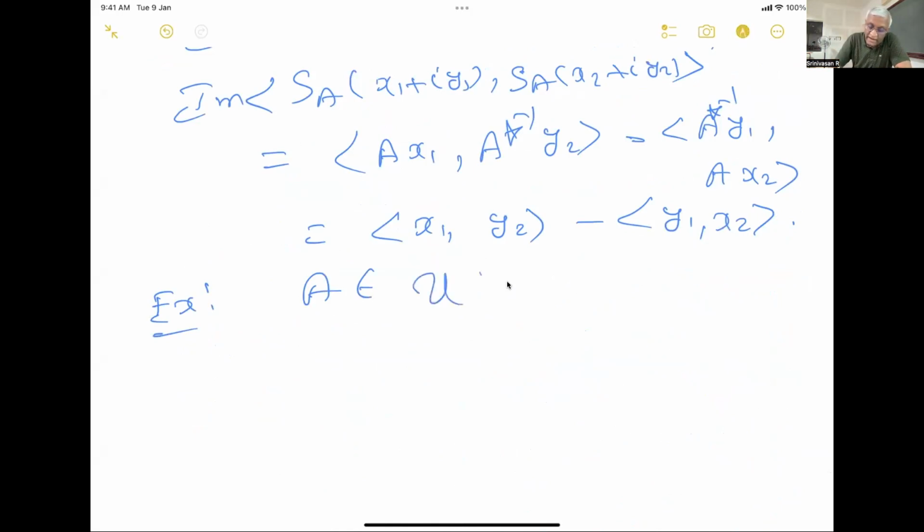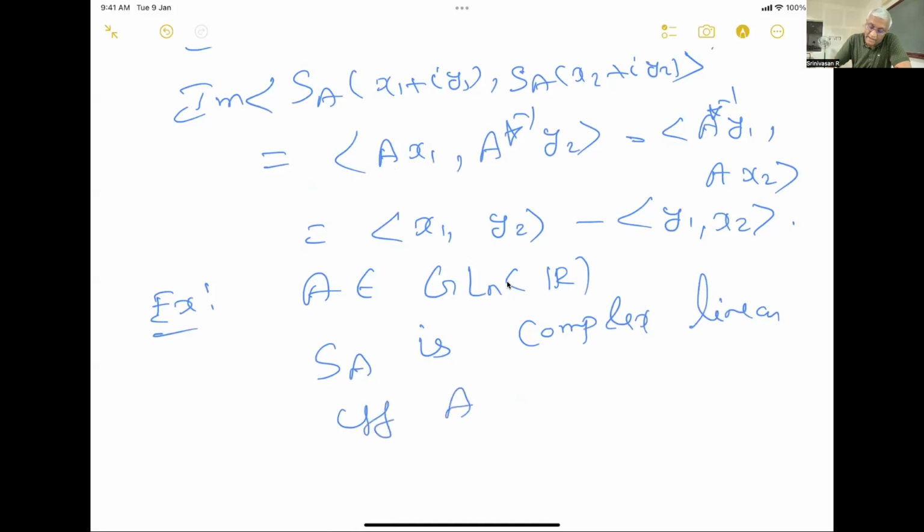If A is unitary in Rn, real linear unitary, okay, then SA, no, let me write it. Let me state it as the following. A in GLn(R). Then SA is complex linear if and only if A is a real unitary. I mean, it preserves the inner product. By unitary, we mean it preserves the inner product. A is real unitary on Rn.